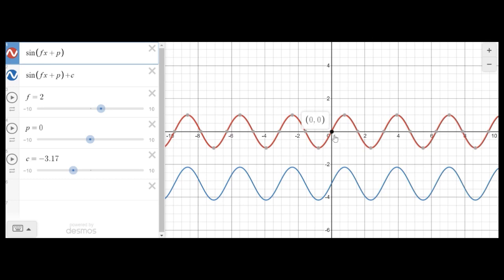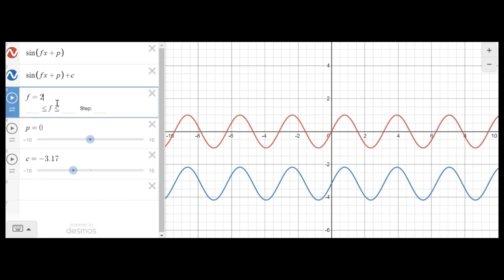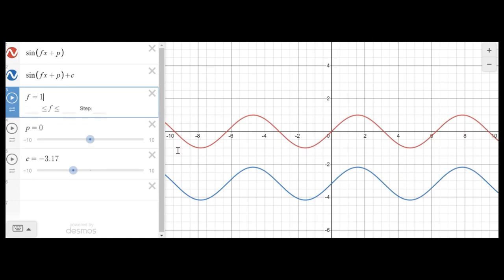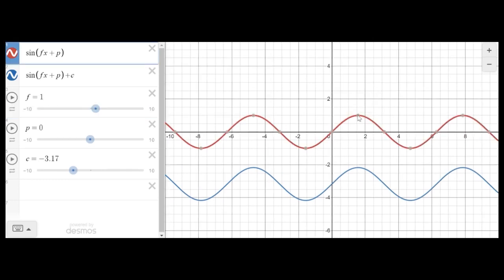At the point 0 on the x-axis, how much value am I getting? 0. Let me keep the frequency 1 for now. At pi by 2, how much value am I getting? 1. At pi, how much value? 0. At 3 pi by 2, how much value? Minus 1. At 2 pi, how much value? 0. So have you noted these values?